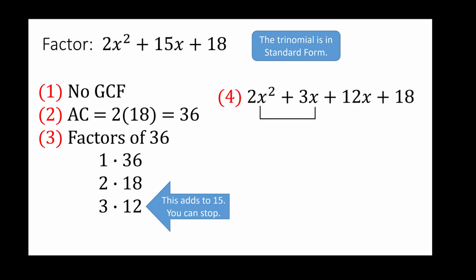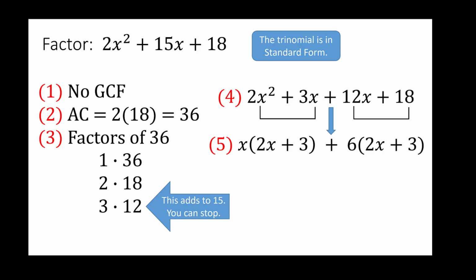Now we're going to factor by grouping. Remember, we group the first two and the last two, and we bring down the middle sign. And in factoring by grouping, you take out the greatest common factor of the first pair, and then you take out the greatest common factor of the second pair. So I've factored out an x, and I'm left with 2x plus 3. My middle sign plus has dropped down. I factor out a 6, and I'm left with 2x plus 3 in that binomial.